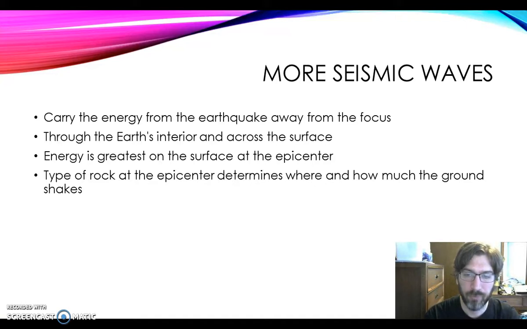Depending on what kind of medium you are going through, so what type of rock you're going through, you're going to have different results. It's going to determine how much it shakes and how much it's going to break. Loose rock tends to shake and break more. It just has more space to move, so it has more places to put that energy once it receives it.